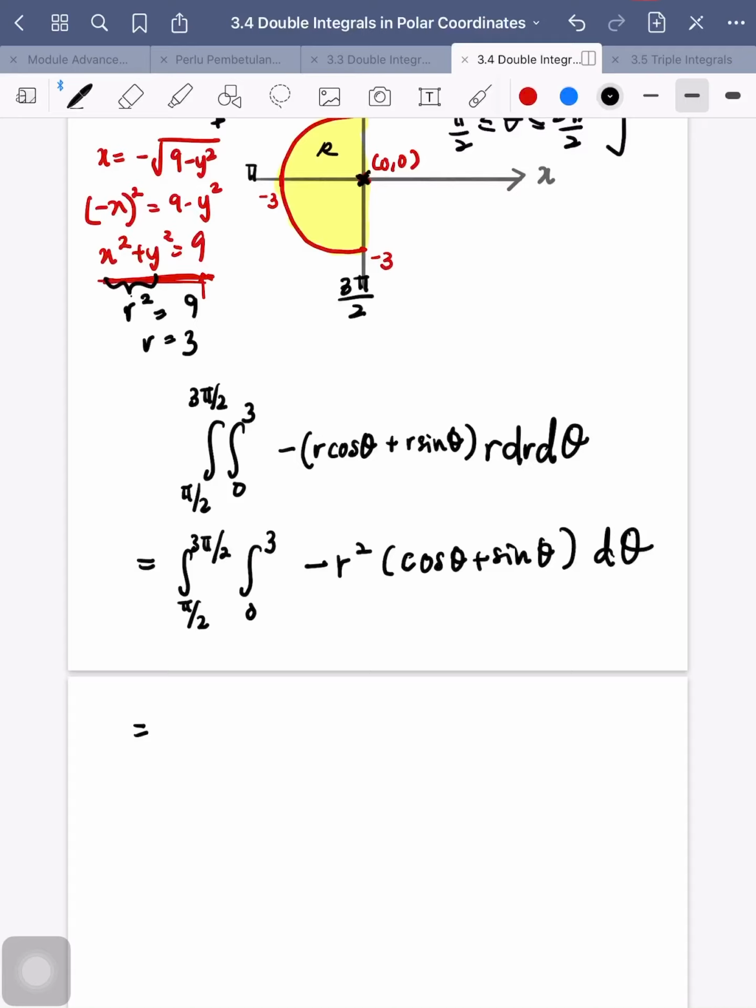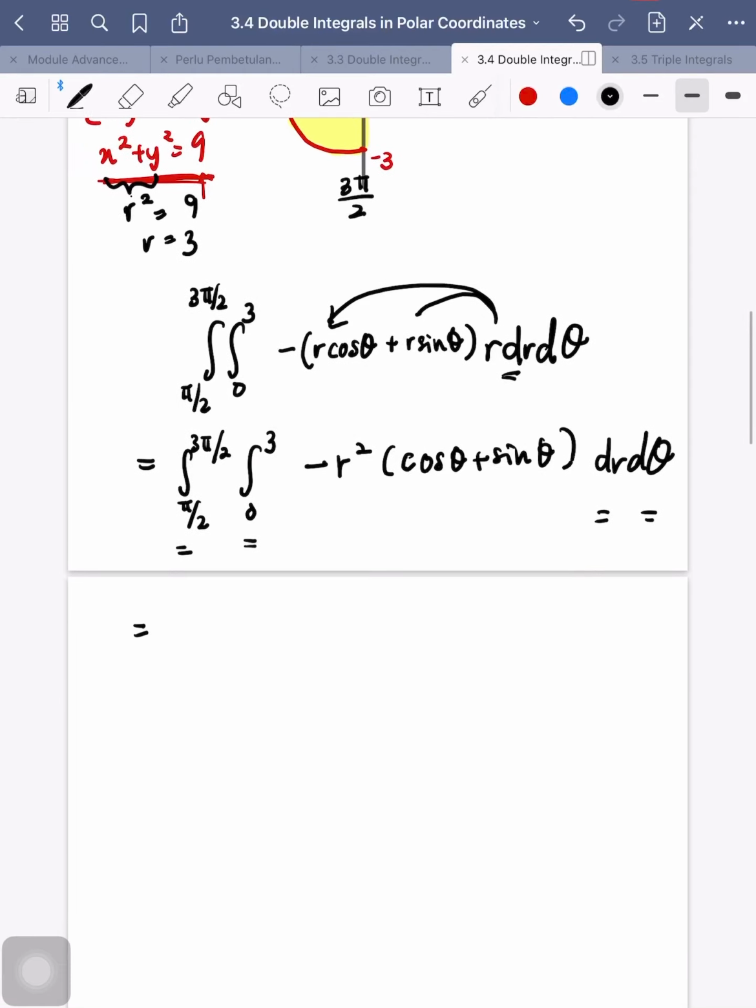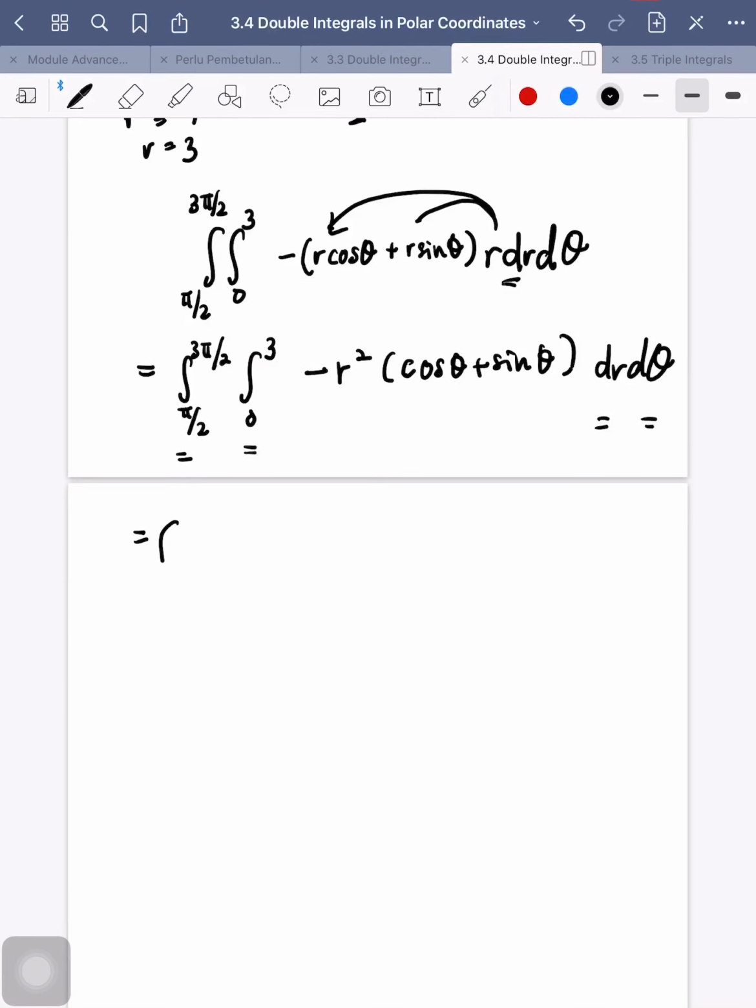integrate with respect to r. I already multiplied inside. So dr I have not integrated yet, so don't forget to write your integral here, dr d theta. See, do you have these two integrals? Of course you need the two respective variables. Okay, next, pi over 2, 3 pi over 2. I integrate with respect to r. I have r cubed over 3.